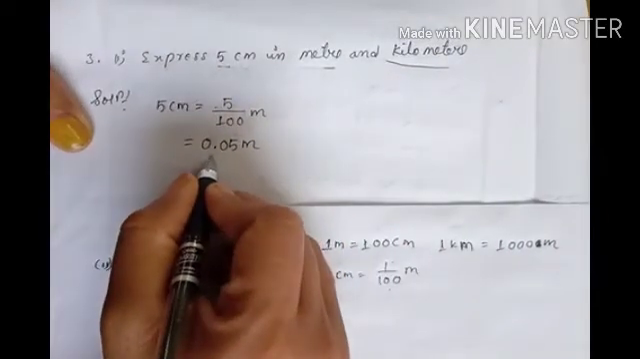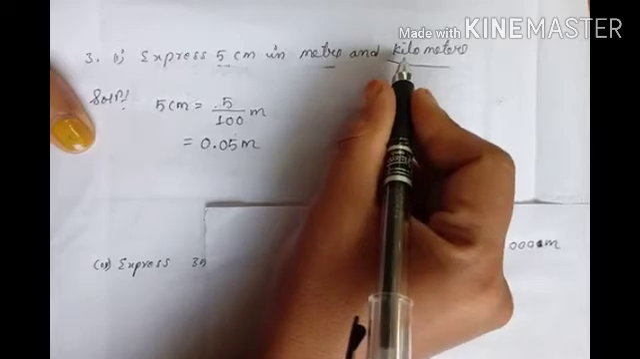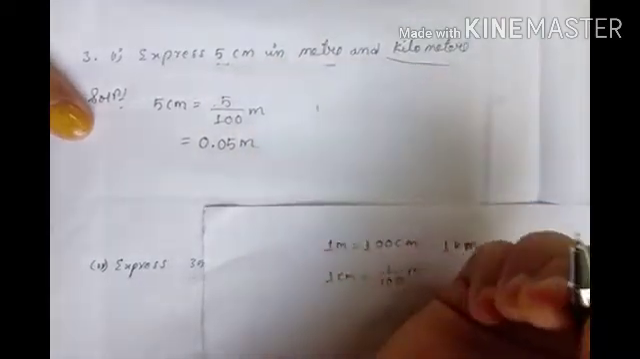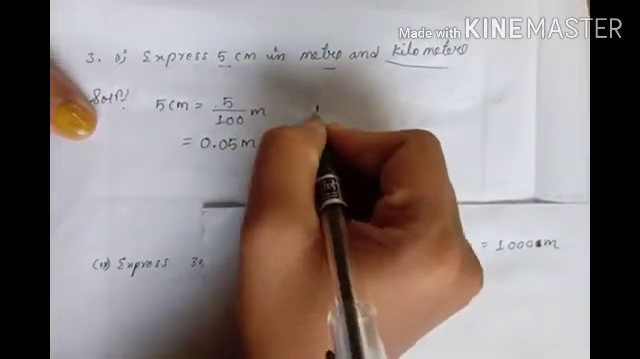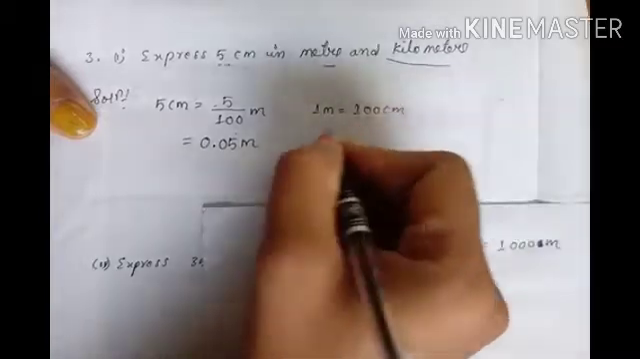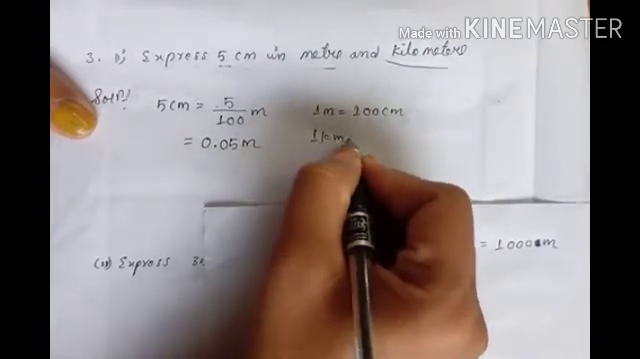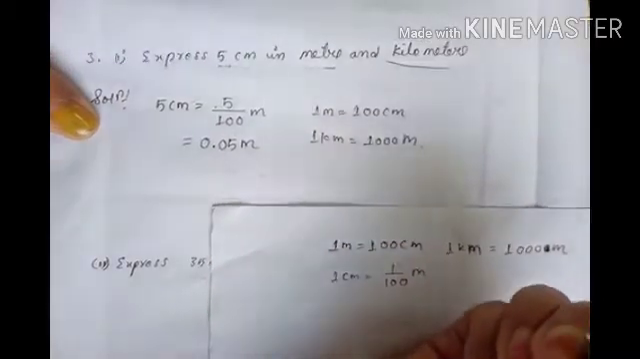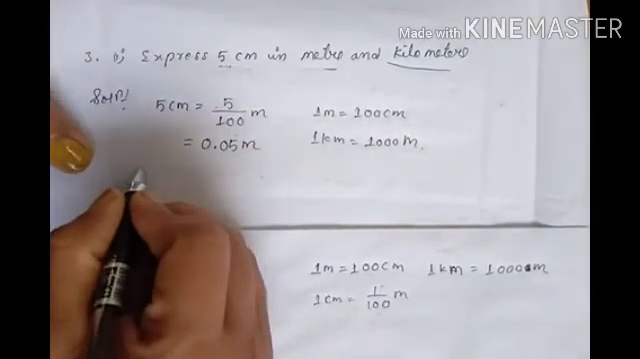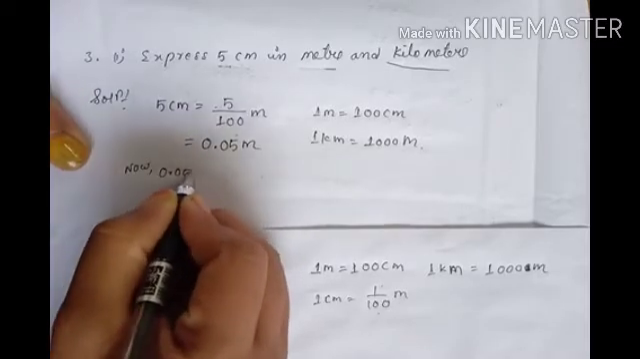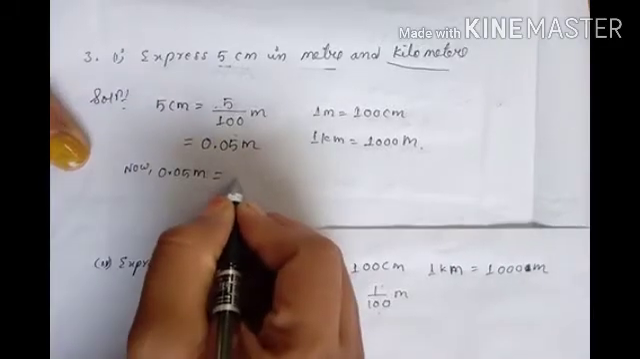Again you have to convert this meter to what? Kilometer, isn't it? So okay, in here you can write their relationship which I have written here. 1 meter is equal to 100 centimeter and 1 kilometer is equal to 1000 meter. Okay, now again what you have to do, 0.05 meter you have to convert this to what?